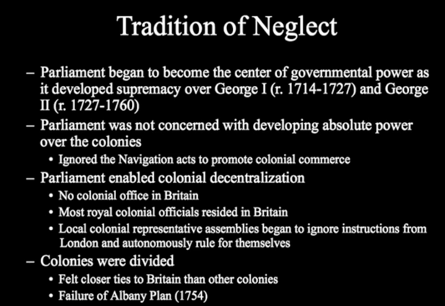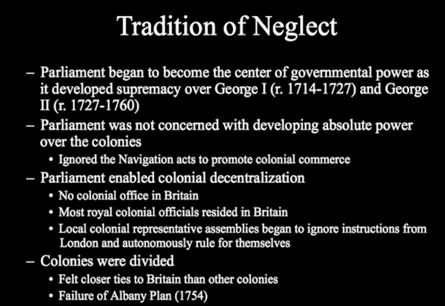The colonies at the time, it's important to note, were also divided. It's not like they were all united, had one culture, and were later on defined against the British. No, the colonies actually felt closer ties to the English rather than their neighboring colonies because they could identify more with the British culture.